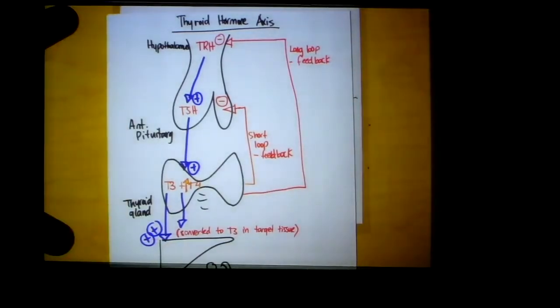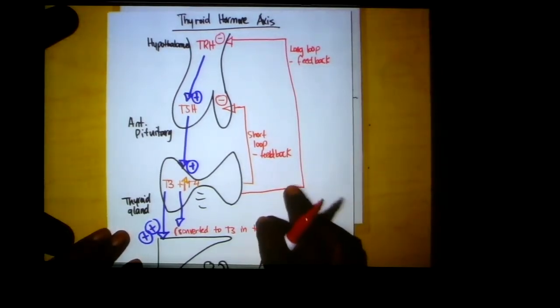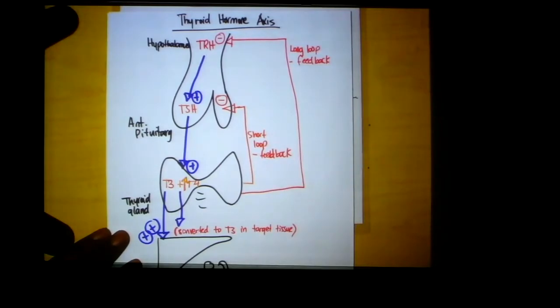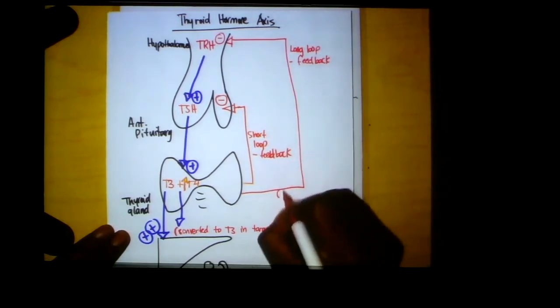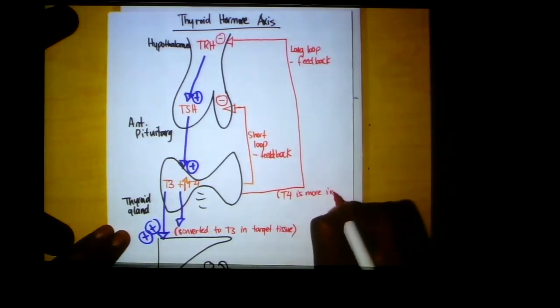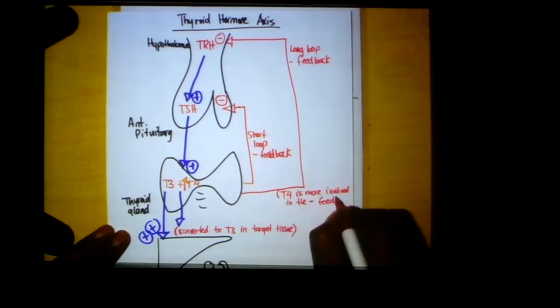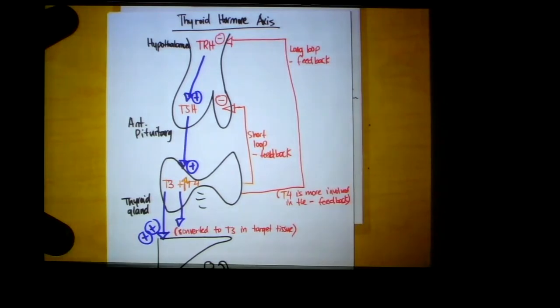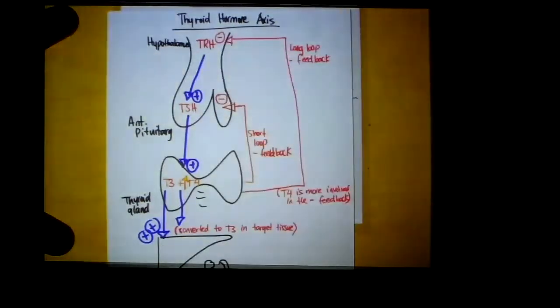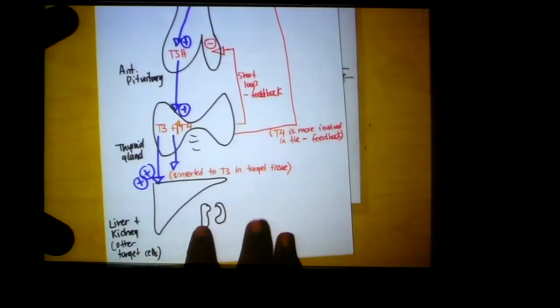I also want to point out here that T4 has more of a role in this feedback mechanism. So the feedback involves more of T4 than T3. I'll make that note here. T4 is more involved in the negative feedback. That means it has a stronger influence on shutting off the hypothalamus and a stronger influence on shutting off the anterior pituitary. Whereas T3 is more potent on the target cell, on the target tissue.